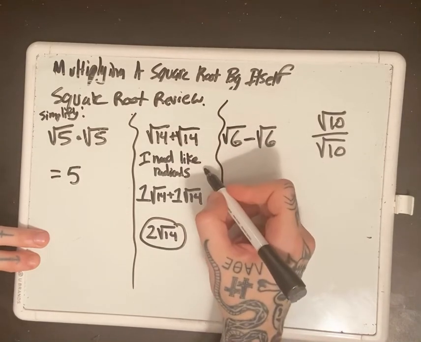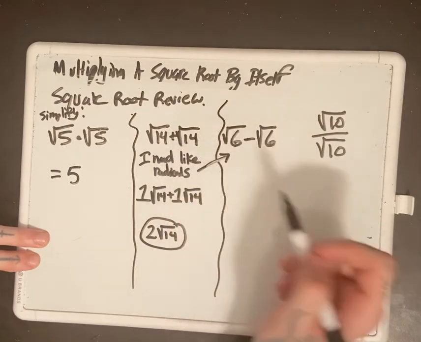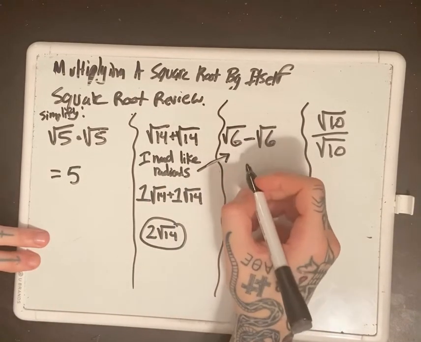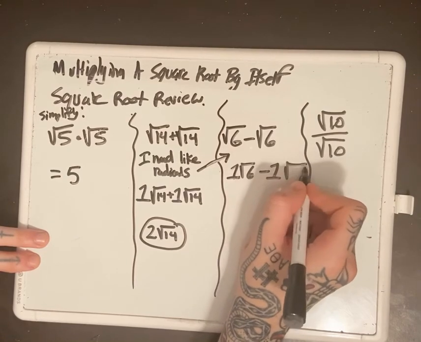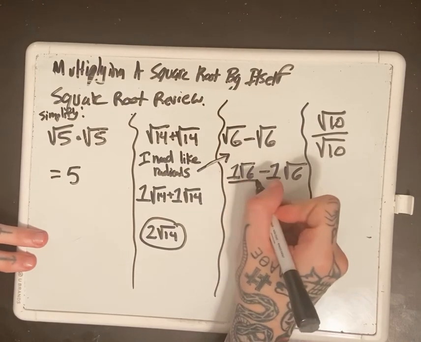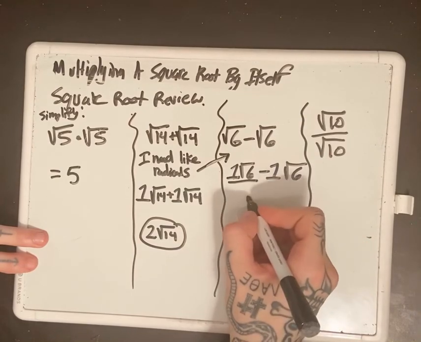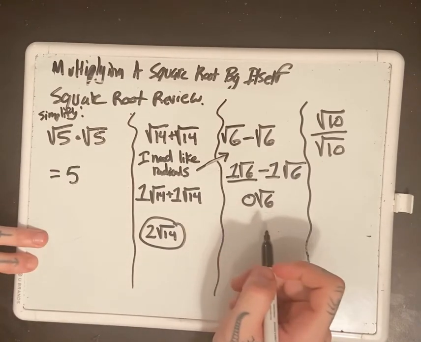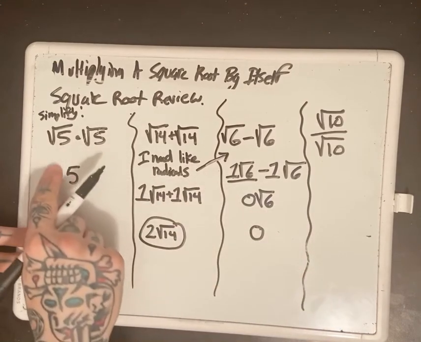All right, same thing here. I need like terms for subtraction and addition. So I'm also going to rewrite this as 1 square root of 6 minus 1 square root of 6. If I have one group of something and I take that group away, what am I left with? I'm left with 0 groups of that thing. So I have 0 groups of square root of 6. 0 times anything is 0, so we get 0.